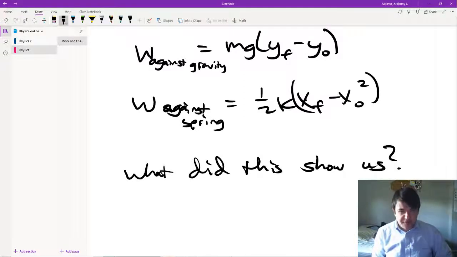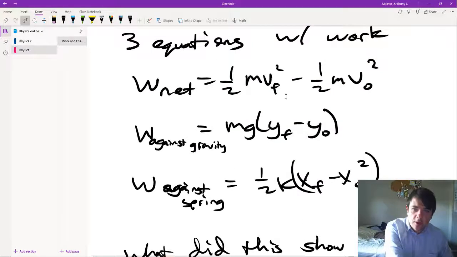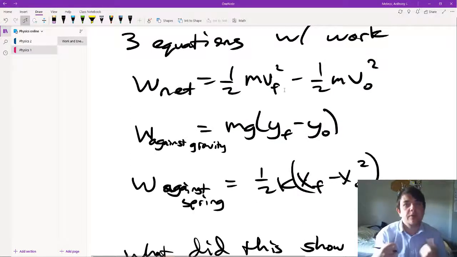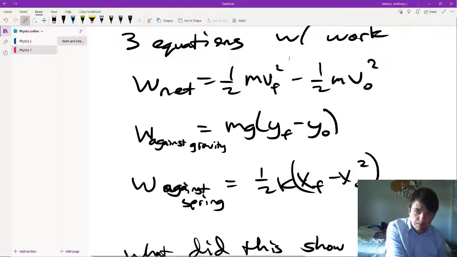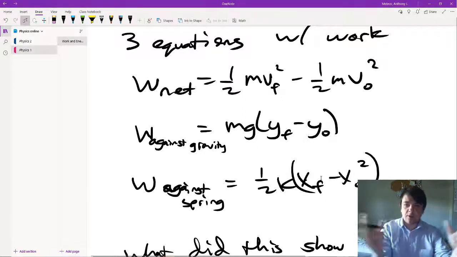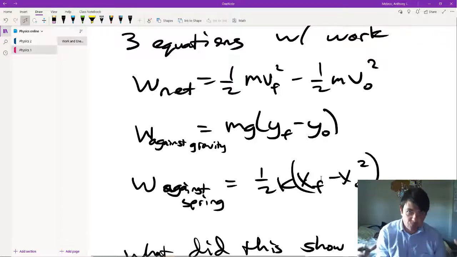So it showed us a couple of things. One, if you put work into an object, you can change that object's velocity. But it also showed us, with other specific forces, that if you put work into an object, you can change that object's position. In the case of the spring, you can compress it, so the position of the spring is changing. Or if you're lifting something up against gravity, it can change its position too.